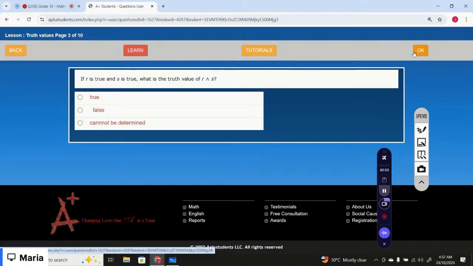If R is true and S is true, what is the truth value of R and S? Both of them are true. So the answer is also true. The correct option is true.